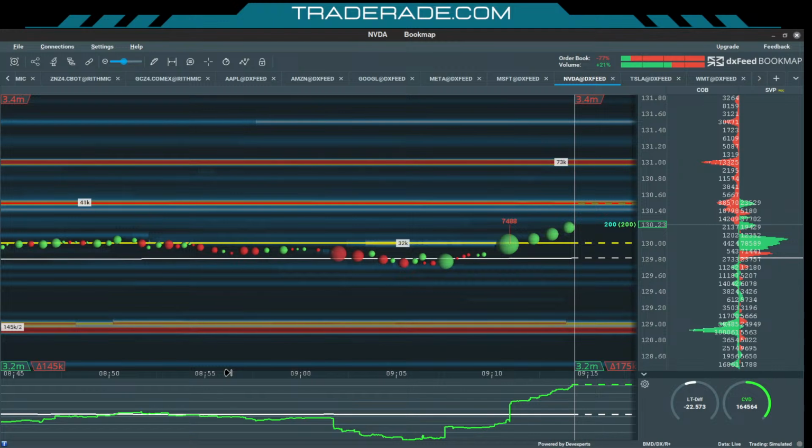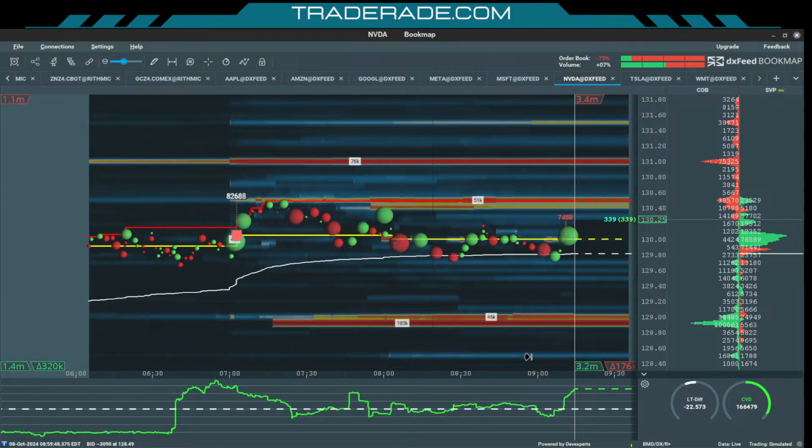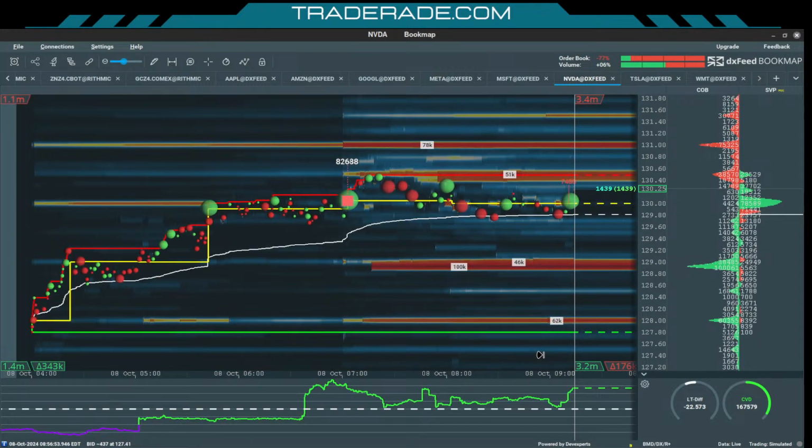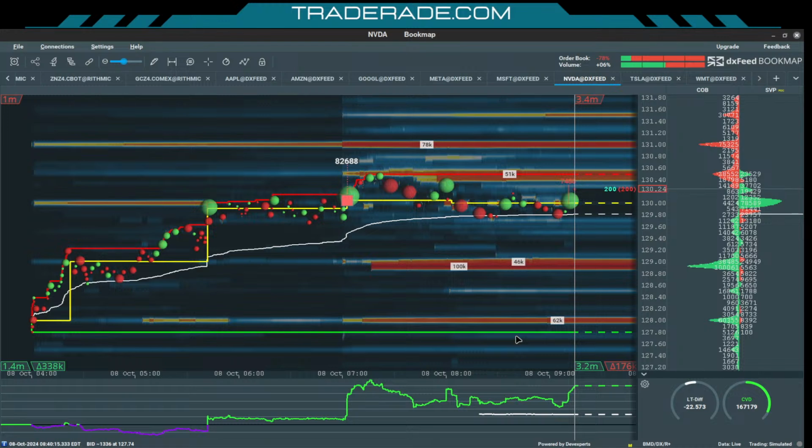NVIDIA, wow, we're seeing it take out that 130 level again pre-market, and there's been a pretty steady bid. They had an AI conference yesterday. The CEO last week was on the news talking about insane demand for Blackwell and that they could meet their production targets of having these coming out in the fourth quarter, this quarter of this year.